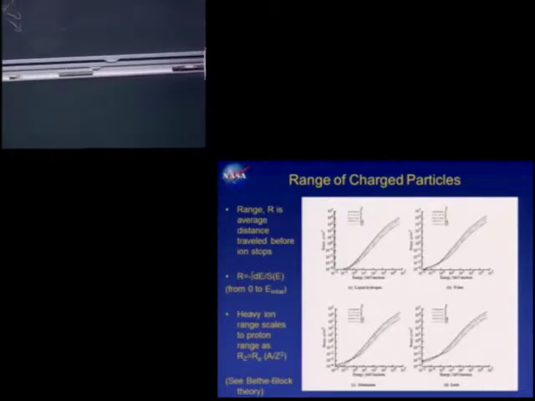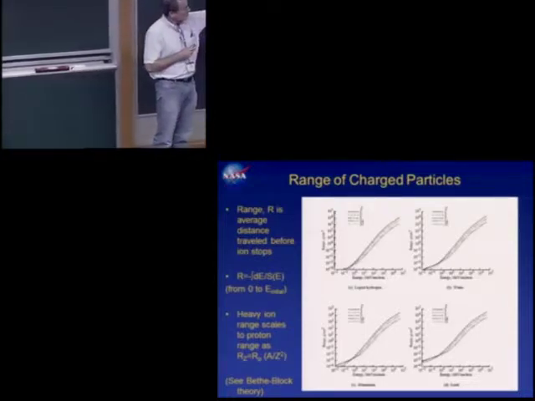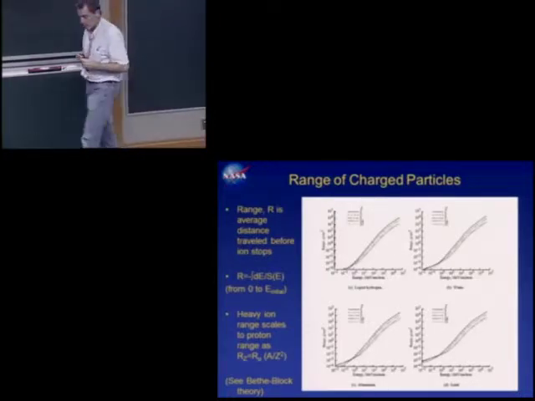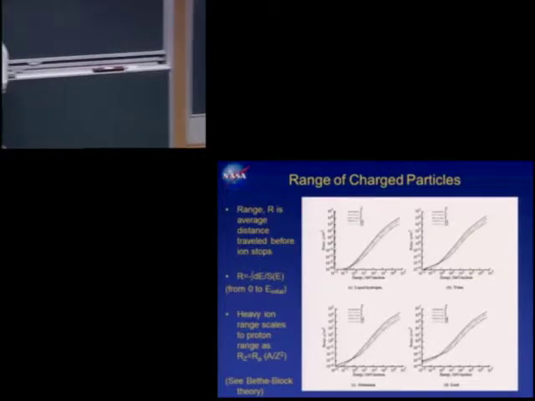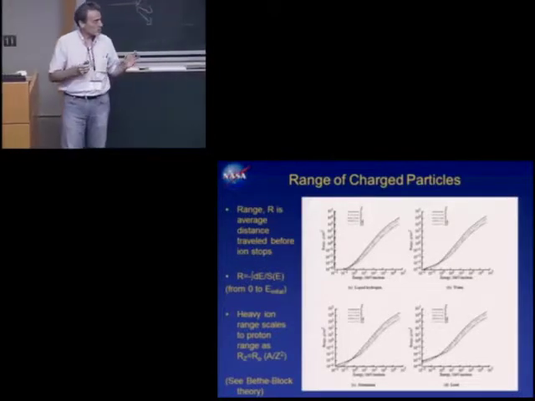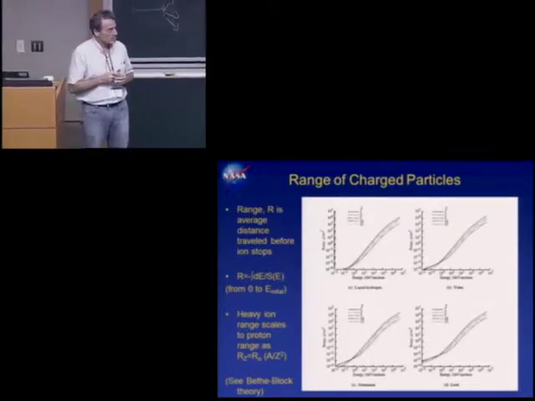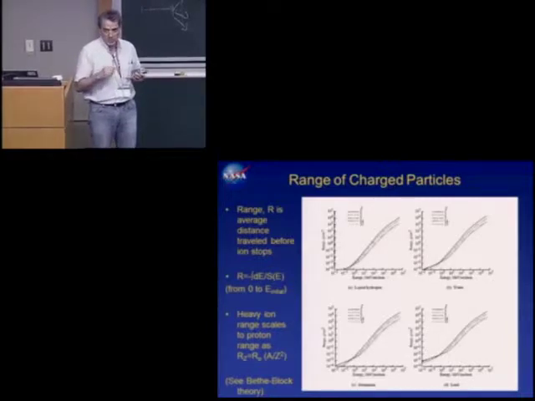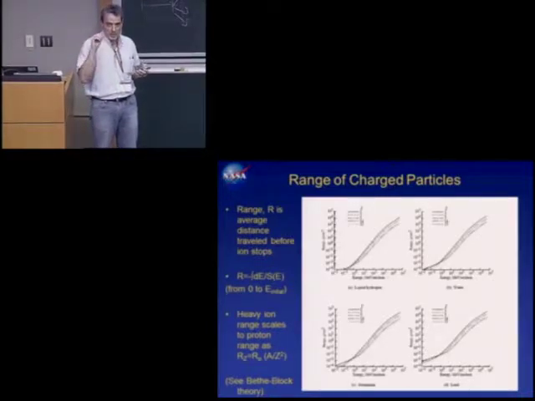And then there's a very simple law that comes out above a few MeV, that holds very accurately: the range of any particle Z is equal to the proton range times the mass of the particle divided by the charge squared. So the proton is going to have more range at the same energy than iron or carbon, because that A over Z squared is going to be less than 1.